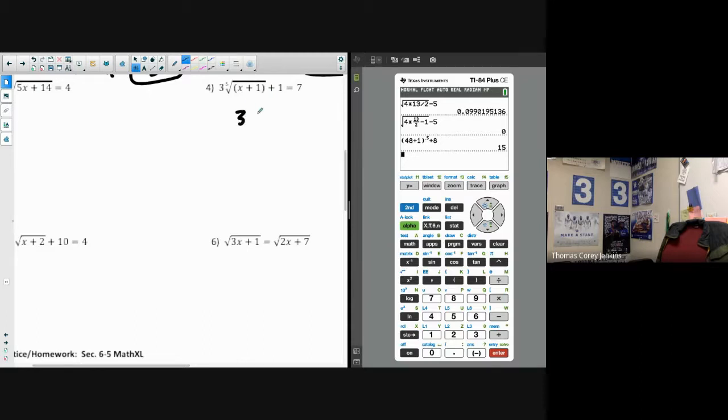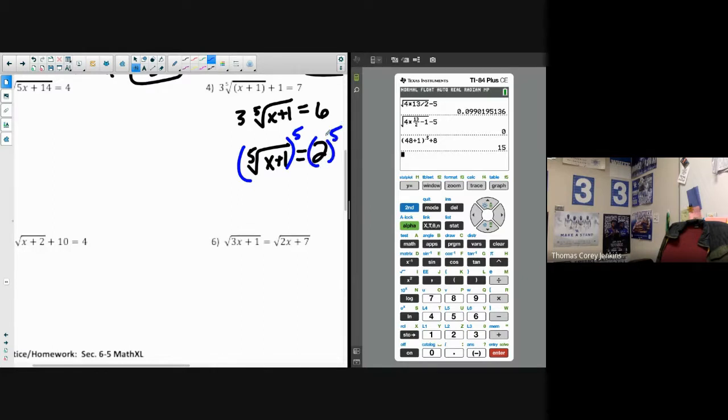So 3 5th roots of x plus 1 is equal to 7 minus 1, which is 6. Now we want to divide both sides by 3, and that would give me the 5th root of x plus 1 is equal to 6 over 3, which is 2. All right, now to get rid of a square root, I square both sides. To get rid of a 5th root, I'm going to take both sides to the 5th power, right? That would be the inverse of the 5th root.